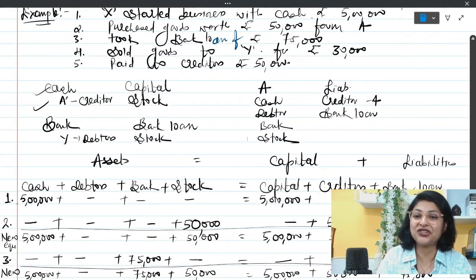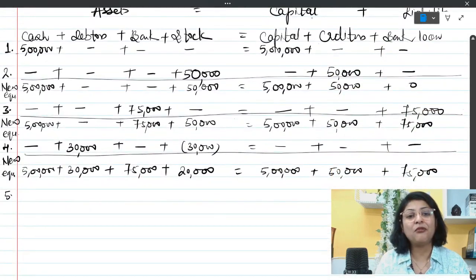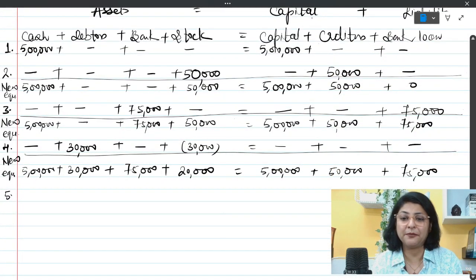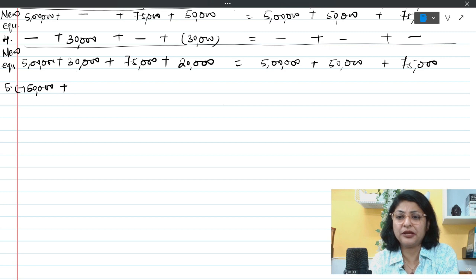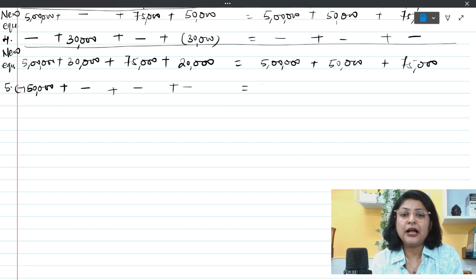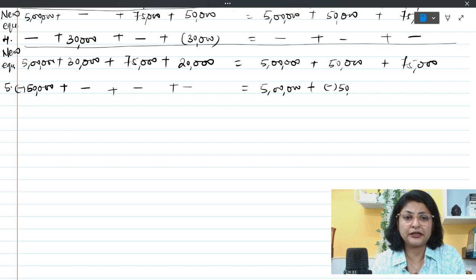The last transaction of this question says paid to creditors rupees 50,000. So we had bought from creditors goods worth rupees 50,000. Now we are making the payment to creditors. So whenever you are making the payment to creditors, obviously your cash is going to be deducted. There won't be any effect on the other assets, and there won't be any effect on the capital also, but yes, your creditors are going to be deducted 50,000 and your bank loan will also remain unchanged.